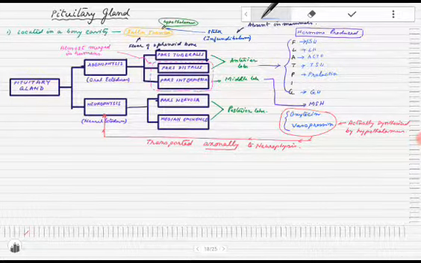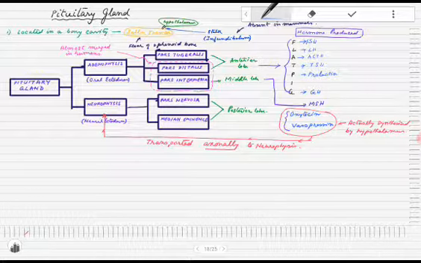Next is the pituitary gland, which is located in a bony cavity of the sphenoid bone of the skull called the sella turcica. Now, this is attached to the hypothalamus, that is on the inferior surface, by a stalk called the infundibulum, and anatomically, the pituitary gland, the hypophysis, is divided into two parts.